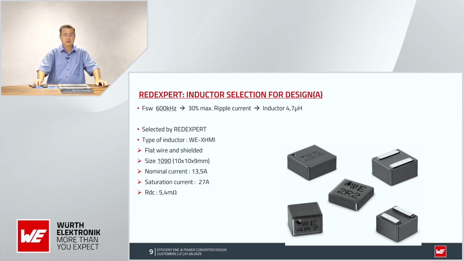So this is by 30% ripple current, a 4.7 microhenry inductance, size 10 mm by 10 mm. It's not so big. DC resistance 5.4 milliohm. It's quite excellent for my DC-DC converter for the low-cost version.